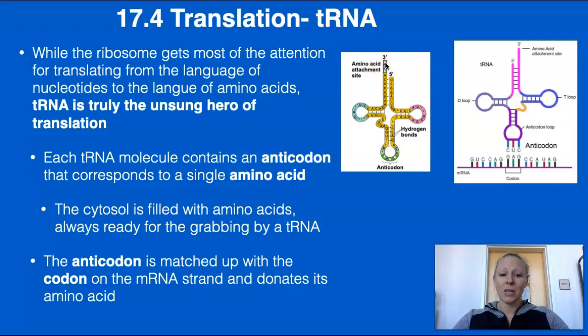And so the anticodon is going to be matched up with a very specific codon, and that codon is going to code for a very specific amino acid. So that's going to determine which type of tRNA is going to be used.